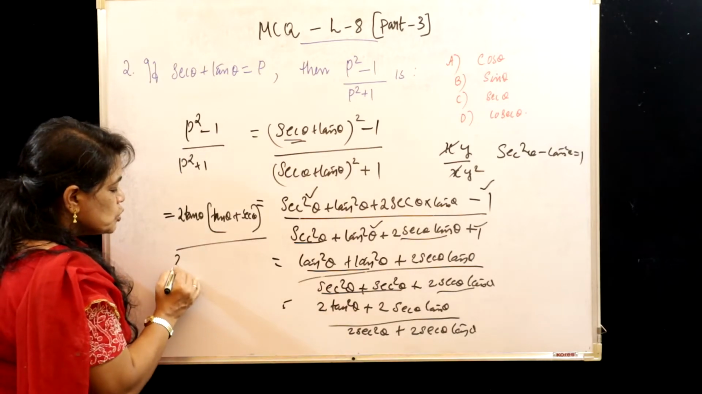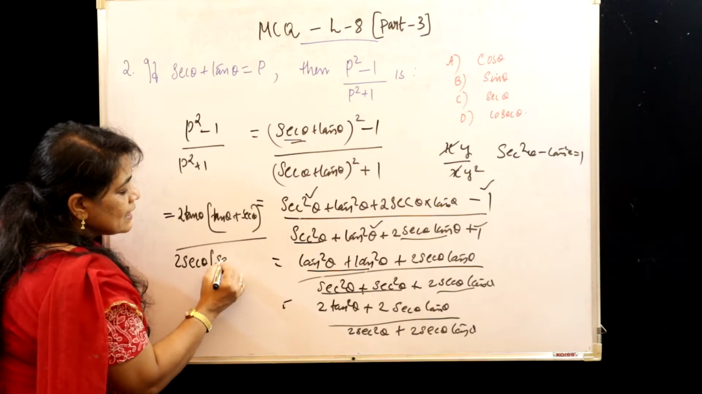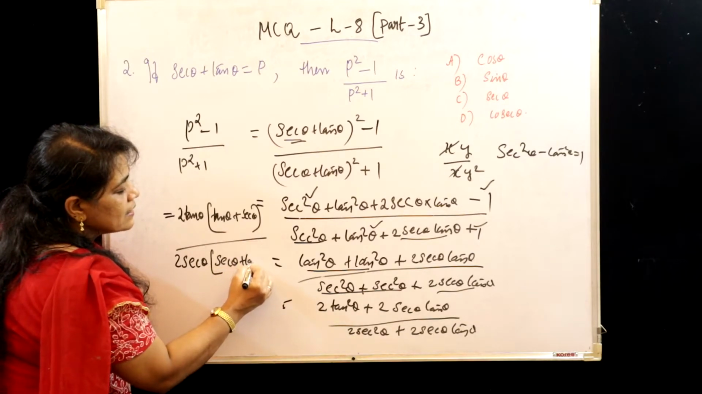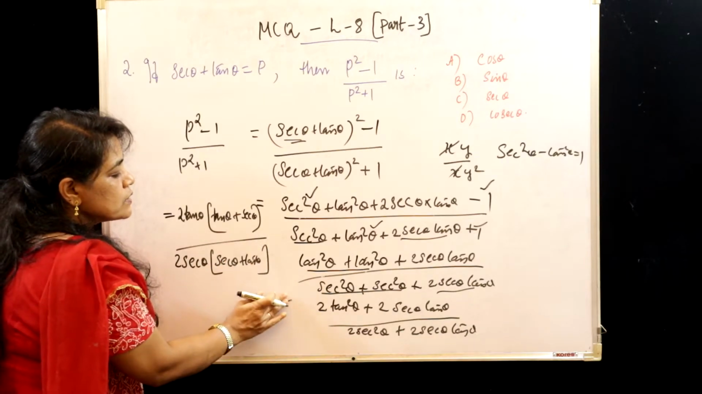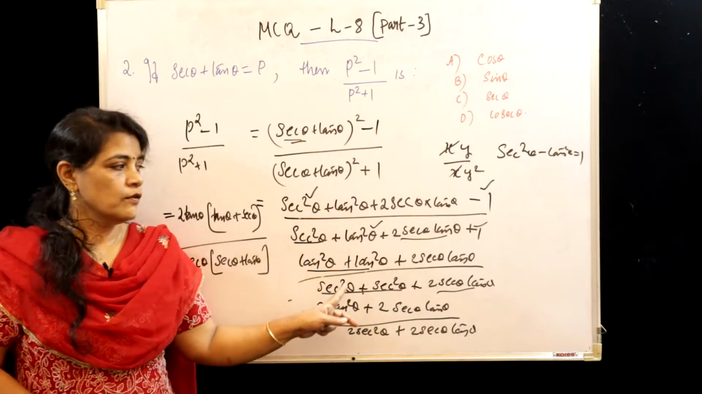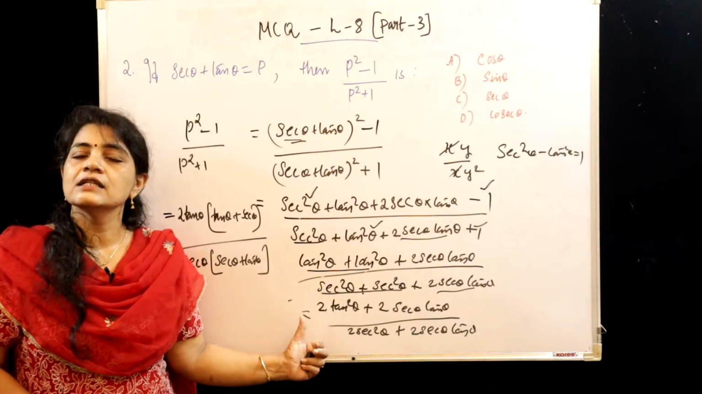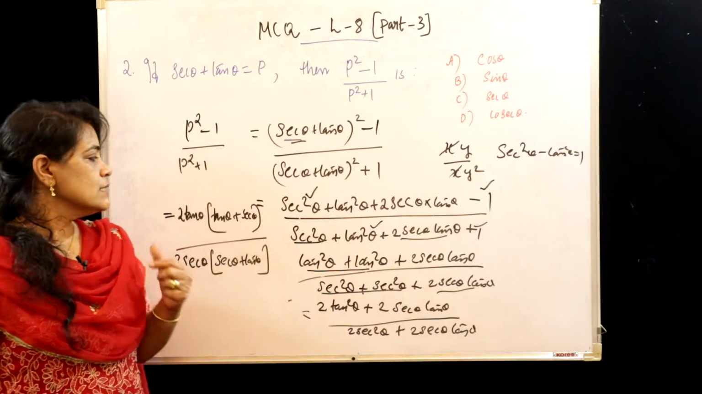So altogether 2 sec theta comes outside, and in the bracket sec theta plus tan theta. See children, this is the reduced form of the last step. We combined, and we have taken 2 tan theta from the numerator and 2 sec theta from the denominator. See children, what can be next?